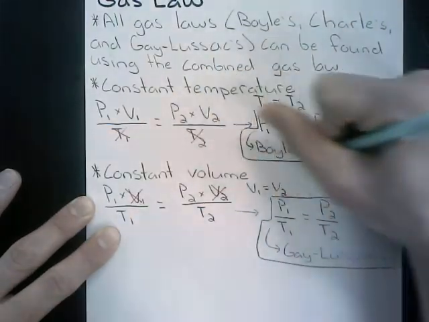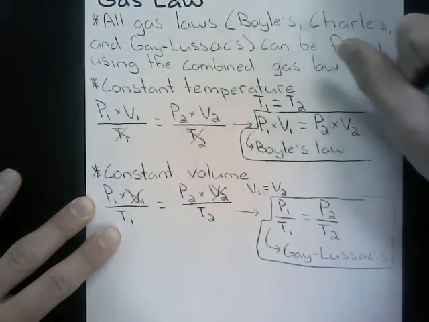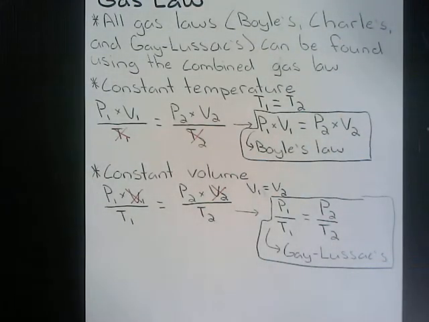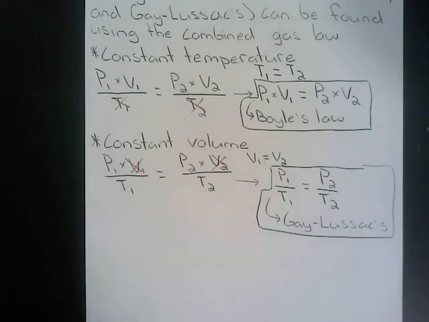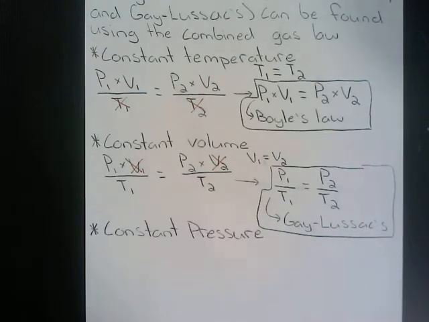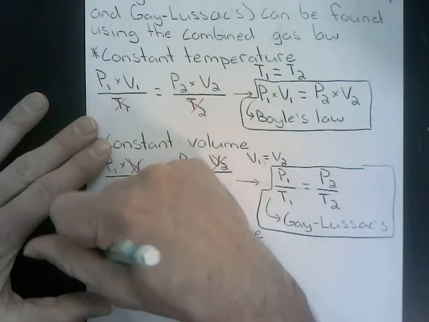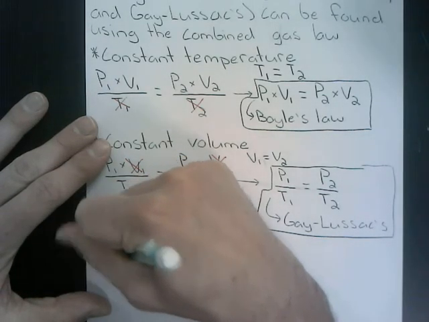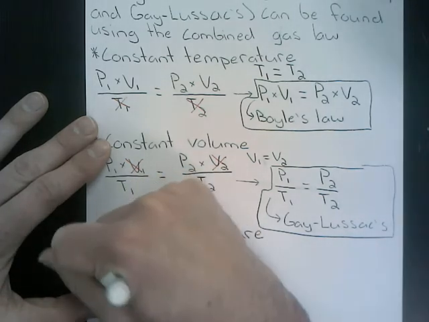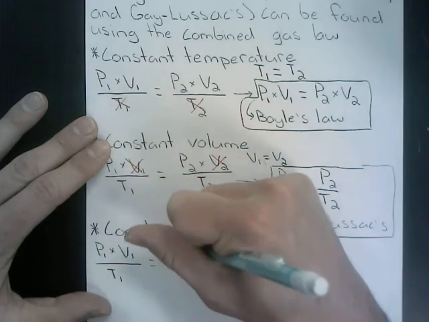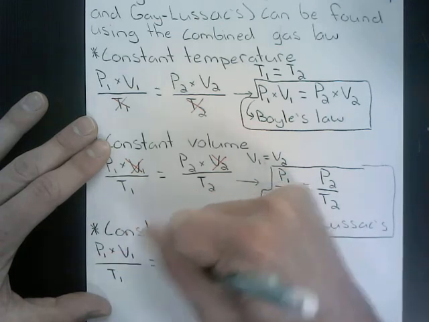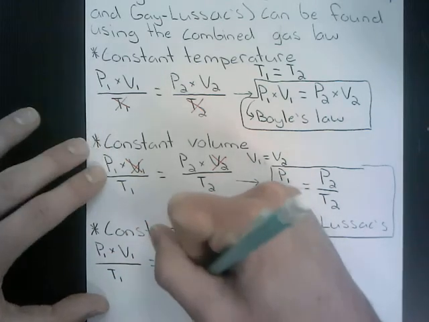Then we can do this one more time for our third gas law we talked about in section 14.1, and that is if we are under constant pressure. Once more, we'll start out with the combined gas law, which is P1 times V1 divided by T1 equals P2 times V2, all divided by T2.